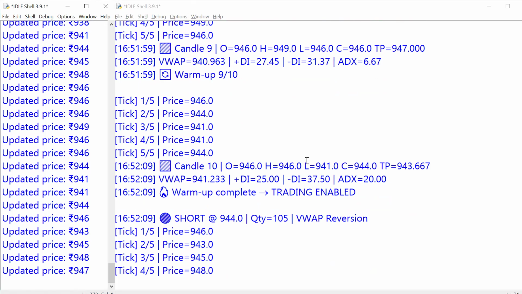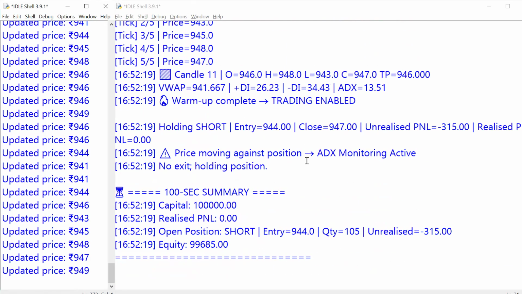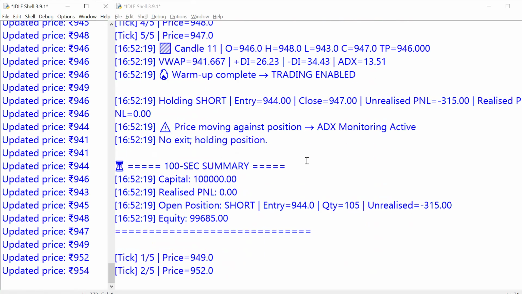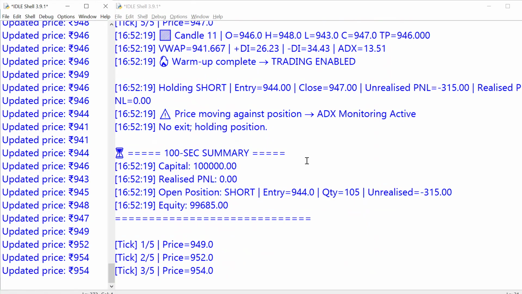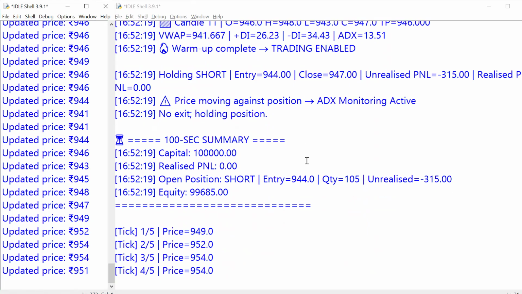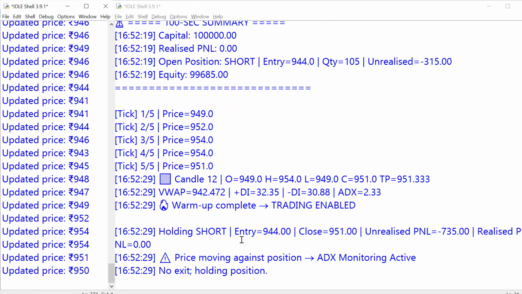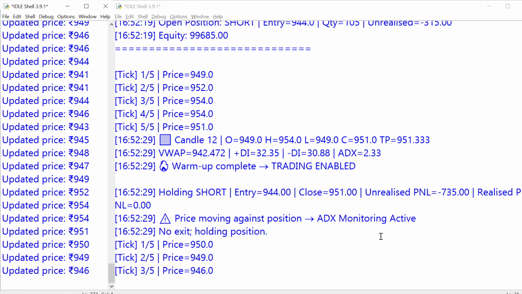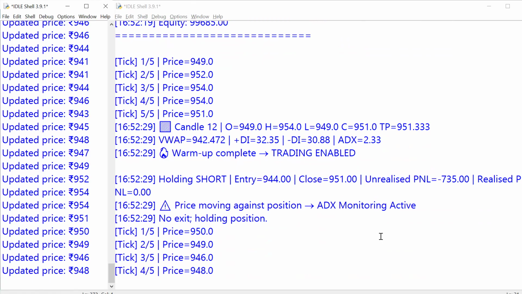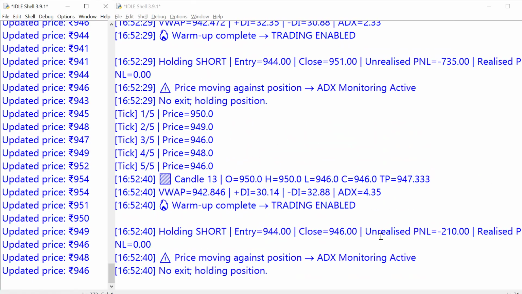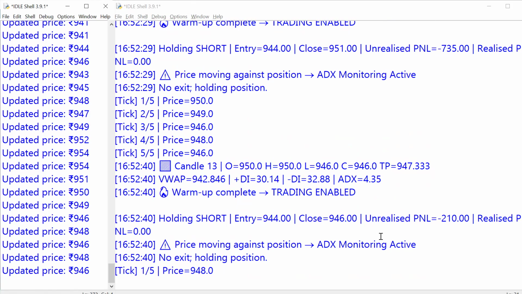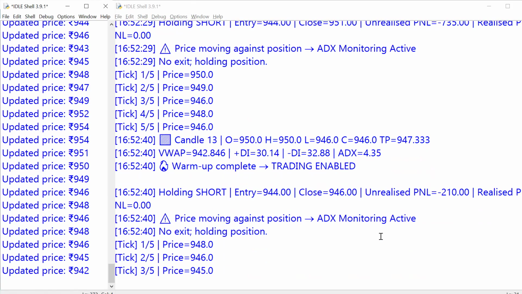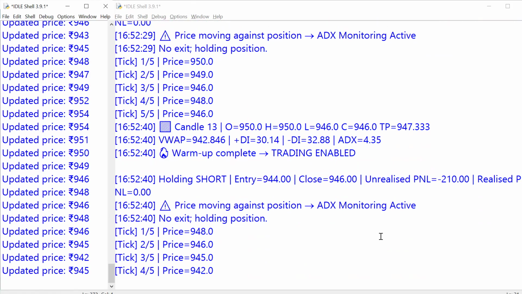Okay, so 944 is our entry. We have an unrealized loss of minus 300. We have a short position at 944. ADX is monitoring because the price is going against us. 944 is a short entry because the price was above the VWAP. So that's why it has taken a short position.